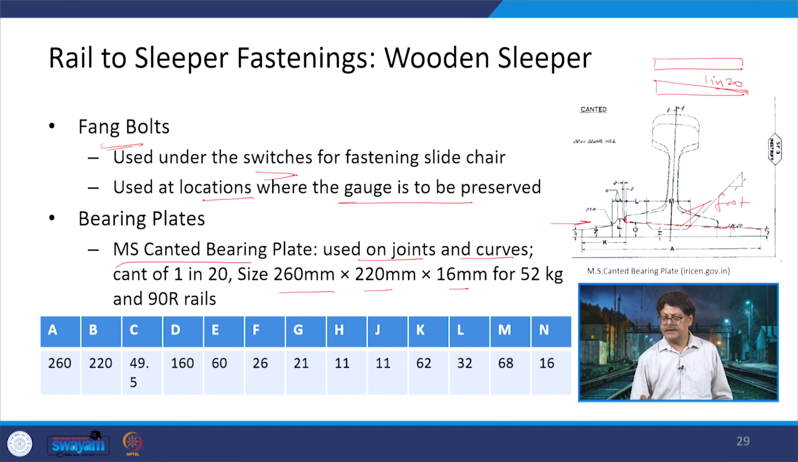In this diagram you can see different things being shown. The A value is defined here, which is the length of the bearing plate, which is 260. This bearing plate is going to be provided in this form at the top of the sleeper. The other direction is B, which is 220, and likewise the rest of the values have been defined here.